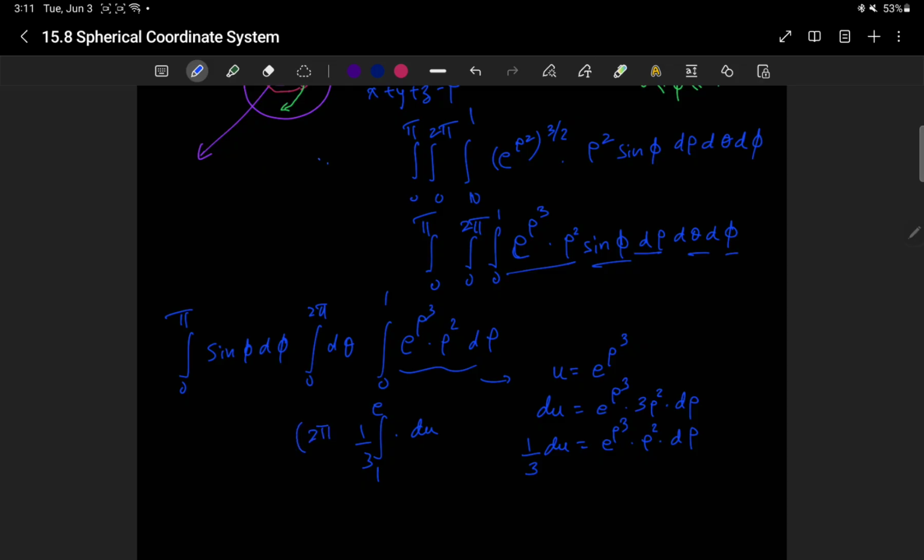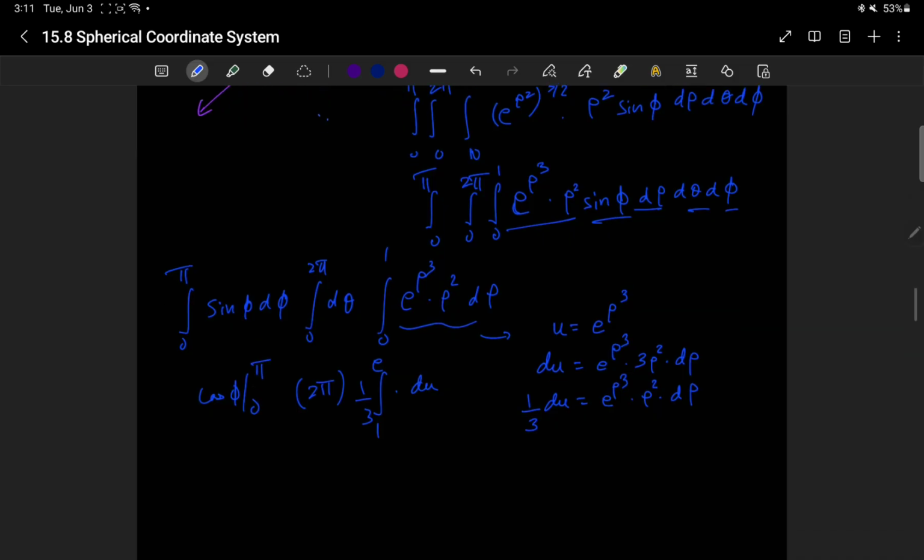This is 2 pi. This is cosine phi going from 0 to pi. So cosine pi is -1, minus 1 is, this will give me a 2. So a 2 pi times e minus 1 over 3. So this becomes 4 pi over 3 times e minus 1.